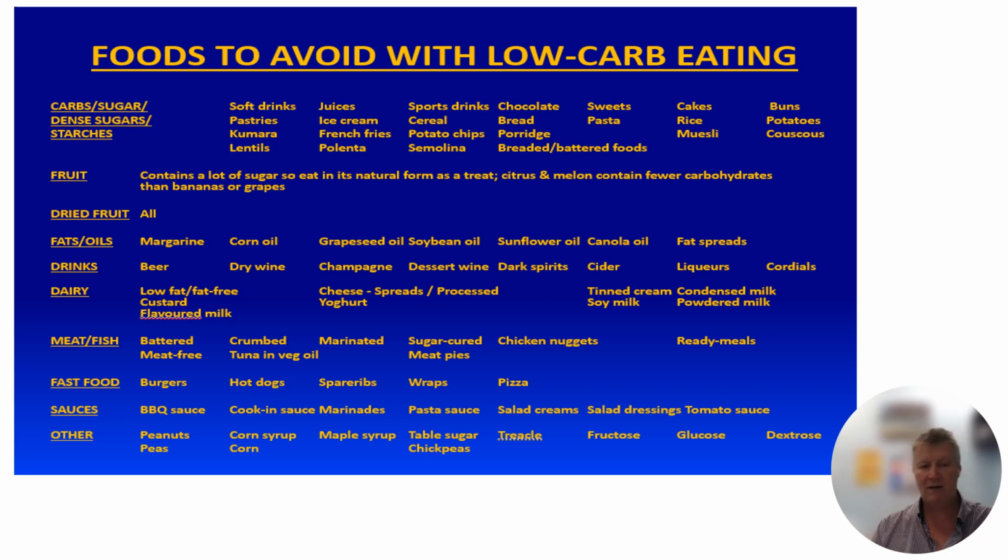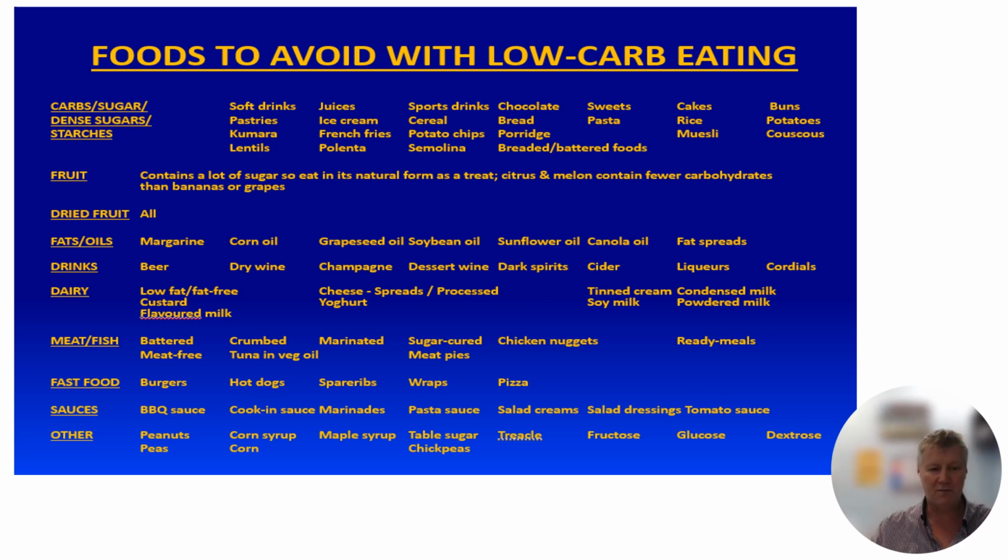Dairy products, again, low fat, beware. Processed foods, processed cheese in particular, beware, and tinned condensed milk. Meat and fish, well, if you're going to batter it, crumb it, marinate it, sugar cure it, then you may find that it has a significantly high content of carbohydrates. Fast food, burgers, hot dogs, spare ribs, etc., pizza, again full of carbohydrates, especially when you consider the buns that come with them. Sauces, beware sauces such as barbecue sauce, cooking sauces, often very sweet, high carbohydrate content.